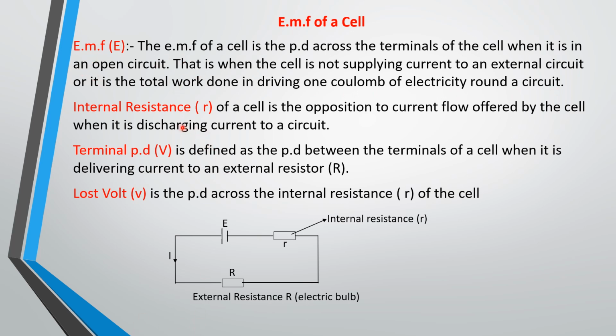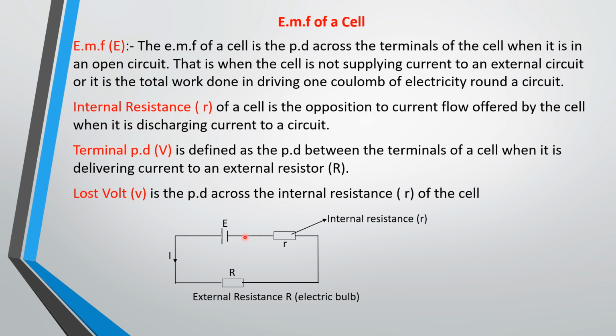So when a cell is not delivering current, the E.m.f of a cell is the PD across the terminals of the cell when it is not delivering current to an external circuit. Please take note of that. Or it is the work done in driving one coulomb of electricity around a circuit. Take note of that.